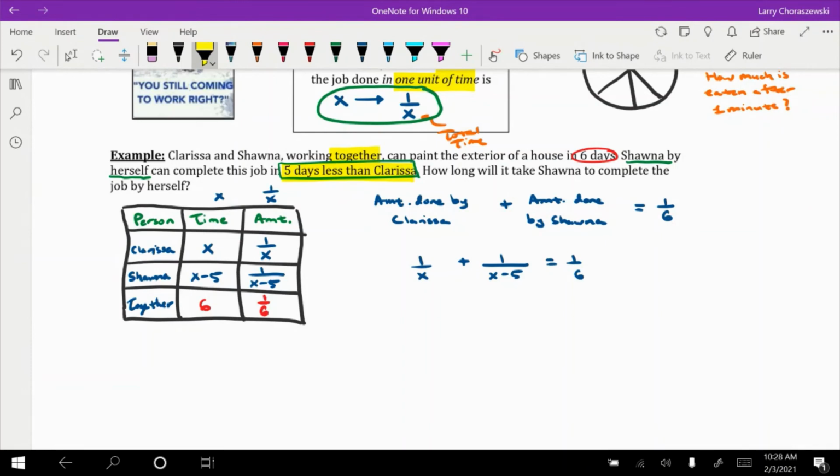So long story short, once you have your last column filled out, you take the fractions for the individuals, you add them together, and you set it equal to whatever this expression is. We're assuming that the 1/6 is split up into 1 over x and 1 over x minus 5. And in making that connection, we end up with a rational equation. Okay, before we go to solve it, do you guys have any questions about how it was set up?